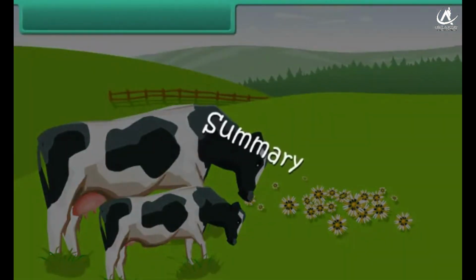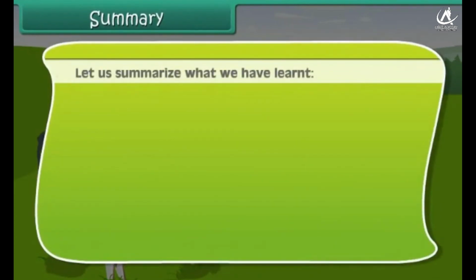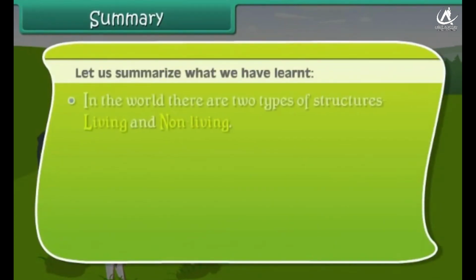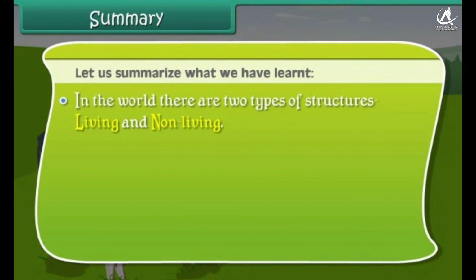Summary. Let us summarize what we have learned. In the world, there are two types of structures, living and non-living. Living beings are complex entities.